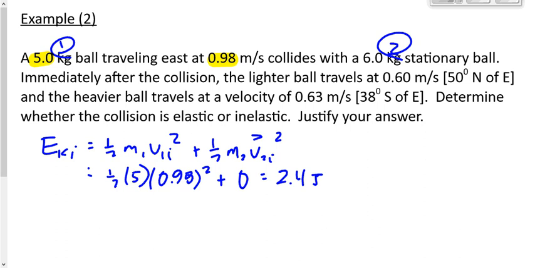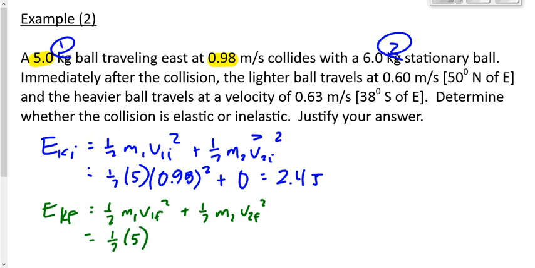Let's calculate EKF. 1/2 m1v1f squared plus 1/2 m2 v2f squared, all right? 1/2 of 5 times, this is the troublesome thing here, 0.6 at 50 degrees north of east. What do I do with that? X and Y's? X and Y components? Nope.